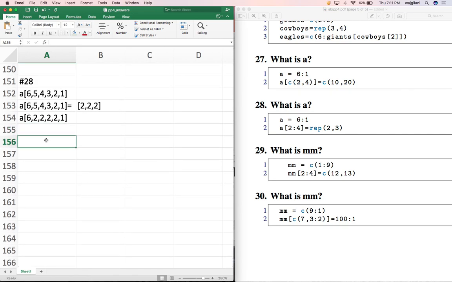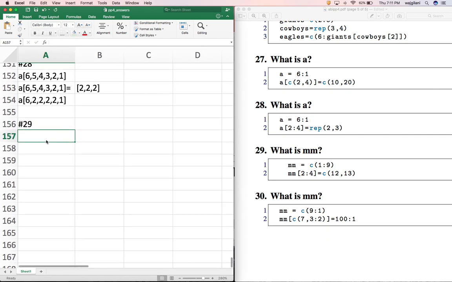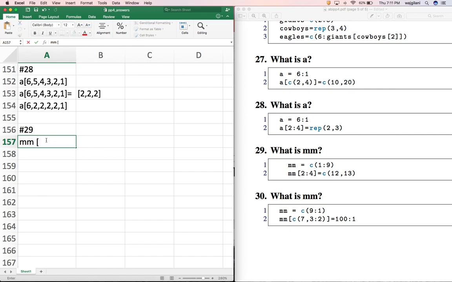Number 29. What is mm? mm's a doozy. mm is 1, 2, 3, 4, 5, 6, 7, 8, 9. All right. And now we are saying, okay, make the right value, which is 12 and 13, set these values, 12 and 13, equal to the second, third, and fourth position of mm.